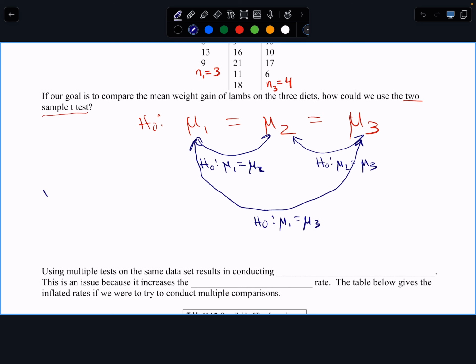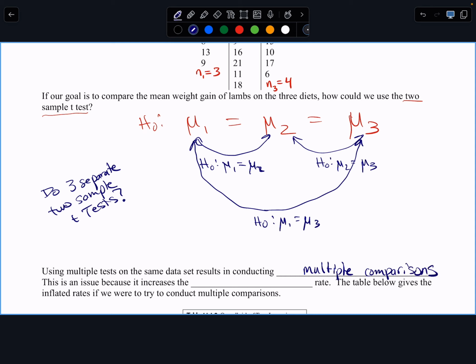And so I could do 3 separate 2 sample t-tests in order to test that null hypothesis there. All right? That will be our only option given what we know. All right? And so what we're doing here, using these 3 separate t-tests, we're using multiple tests, all right? And basically what we're doing is we're conducting what statisticians call multiple comparisons.